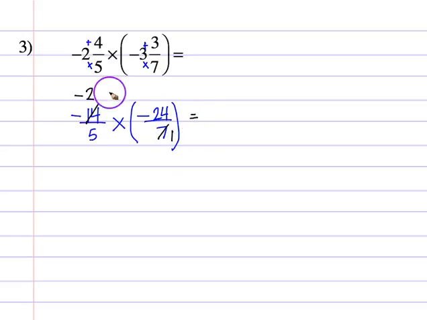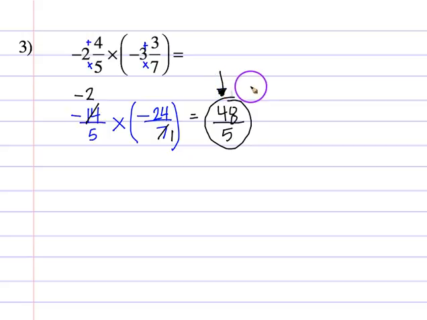So here what I'm going to do now is multiply straight across. A negative 2 times a negative 24 will give me a positive 48 since the signs are the same. 5 times 1 is just 5. Now here, this fraction is already reduced. This is an acceptable answer. This is your improper fraction.